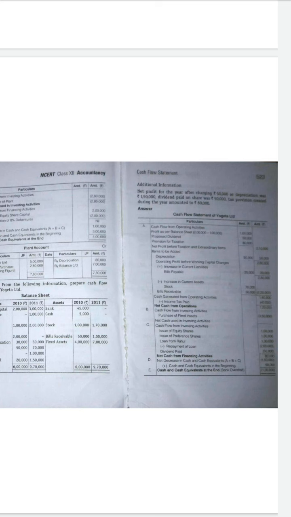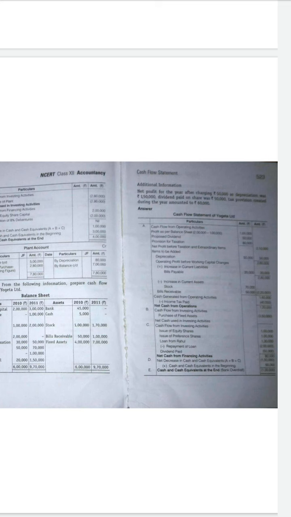So stock 70,000 and bills receivable 50,000. So the total amount is 1,20,000. Why are they putting the bracket? Because this amount is going to be subtracted. The bracket indicates that this amount should be subtracted. So 2,80,000 minus 1,20,000, the balance is 1,60,000. It is the amount of cash generated from the operating activities, that is, before subtracting the income tax amount.